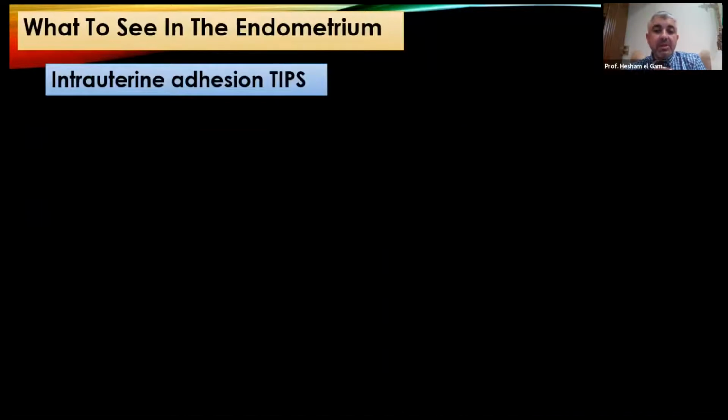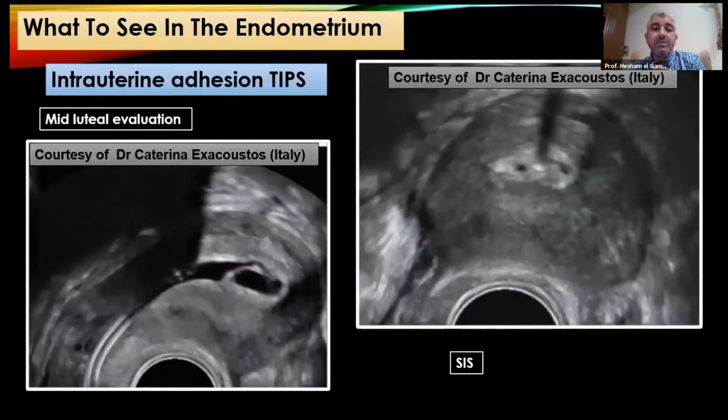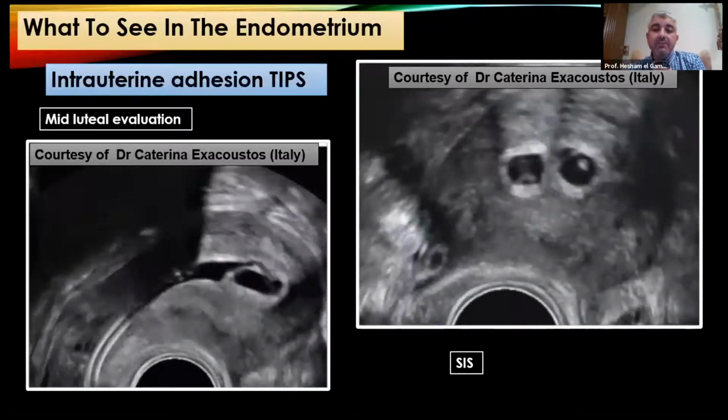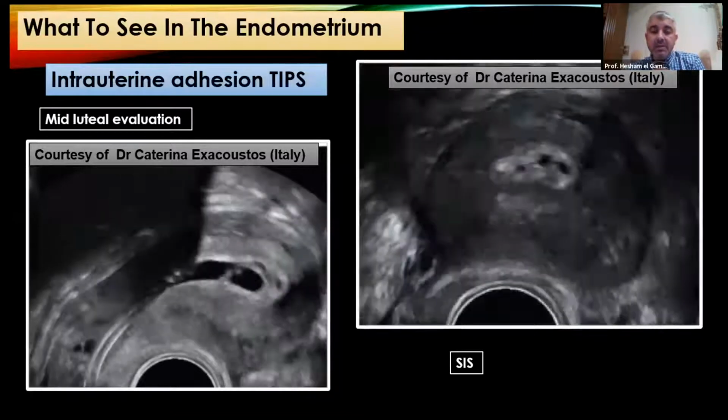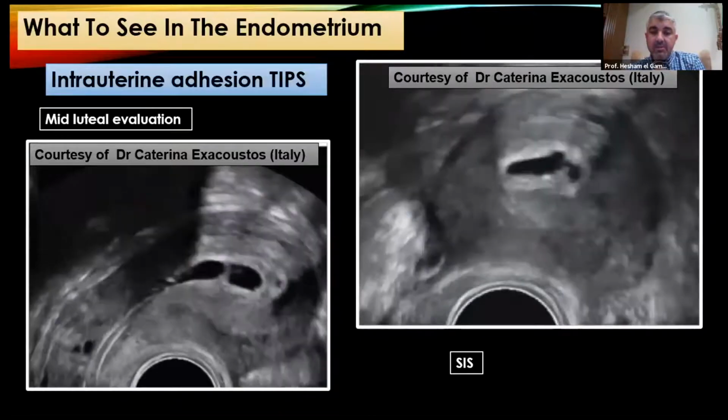You could see these lesions, and my tip again for intrauterine adhesions is you have to evaluate them in the mid-luteal phase, when you have a nice, thick endometrium, to get an idea where the interruption is. And again, if you don't see them properly, use saline infusion sonography, and now you could see the adhesions very nicely with the interrupted endometrial interface.